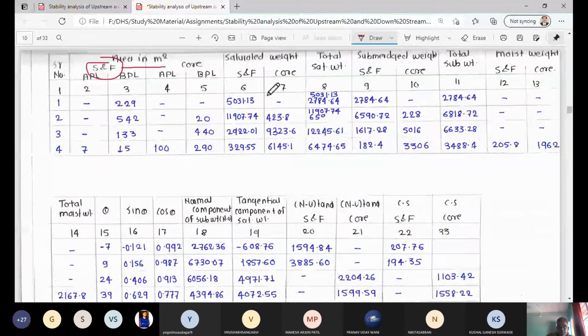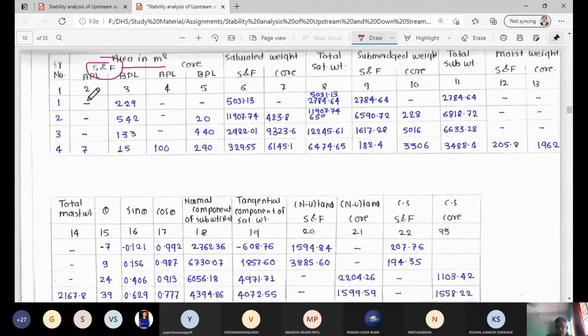This is the core part. Then the saturated weight for the S and F zones, particularly for this casing part. You have to find out the saturated weight and the submerged weight, then add these values for the total submerged weight. The moist weight you have to find out for the two zones, and according to that you do the calculations. These are the portions, that is, part 2 and part 7.